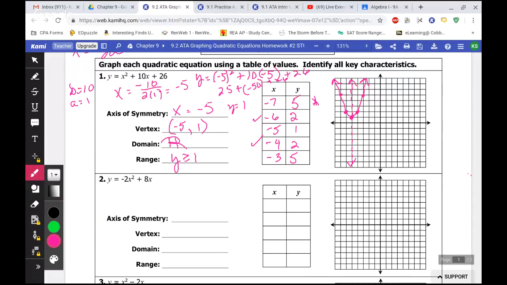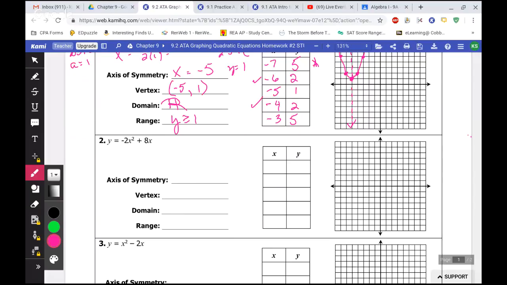All right, number 2. Once again, starting with the axis of symmetry, we're using the same x equals the opposite of b over 2a. That didn't change. What we learned on Monday didn't change. So what is our b value in this equation? What is the b value for number 2? 8. Good job. It is 8.